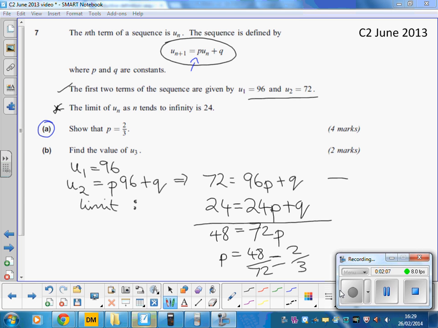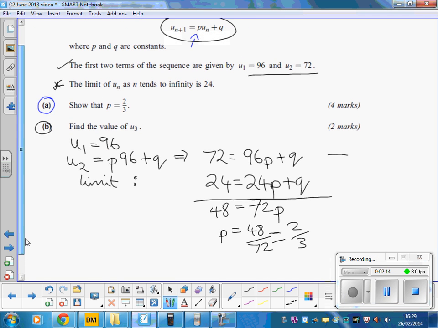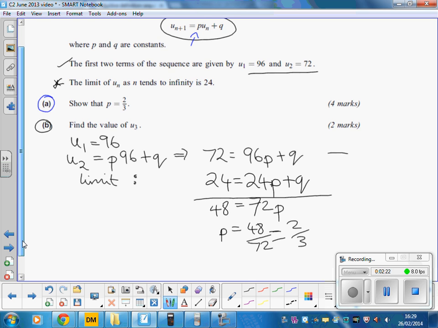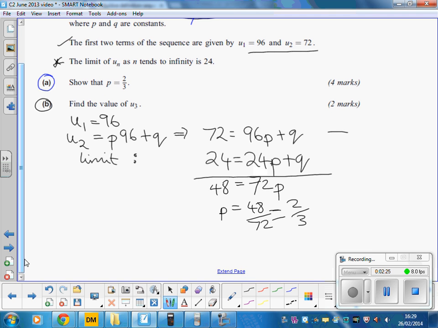Once we've shown that, part B asks us to find out what the third term is. Well, we know, looking at the formula, the third term is going to be P times the second term plus Q. So now we know what P is, we're going to need to find Q to work out the third term. Well, we know P is 2/3, so if we substitute that back into the equation, or you could use your calculator to solve these simultaneous equations, we can work out that Q is 8.